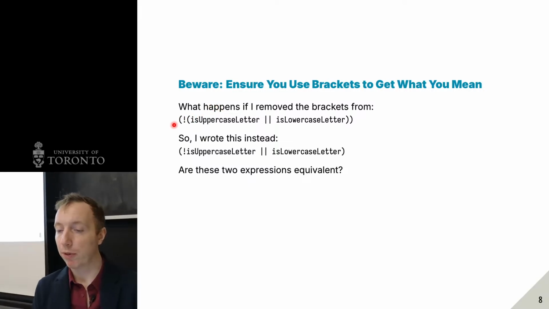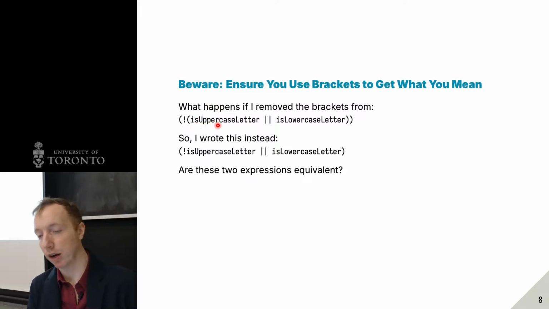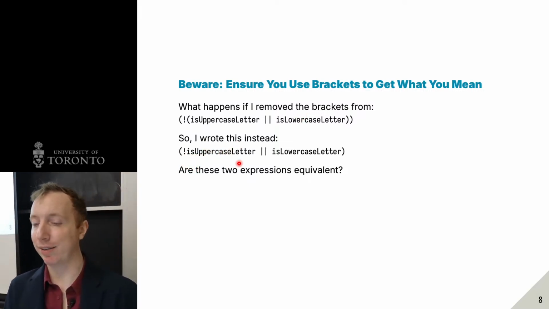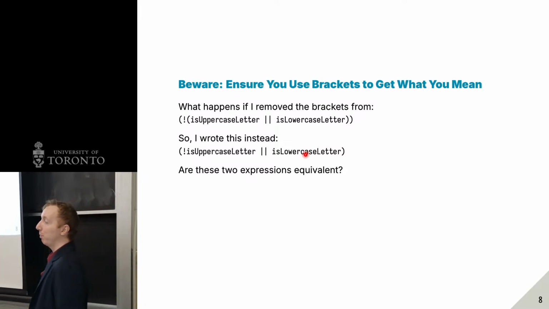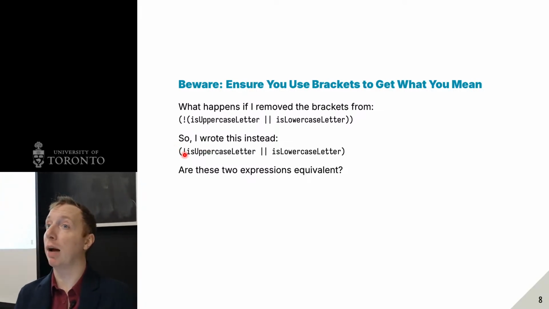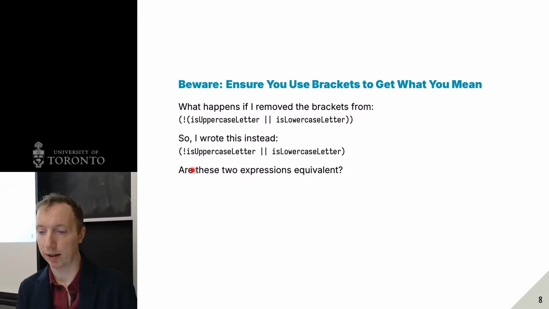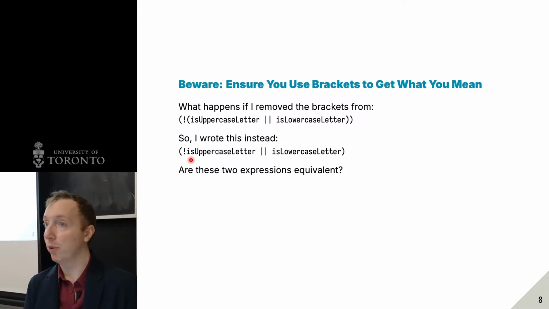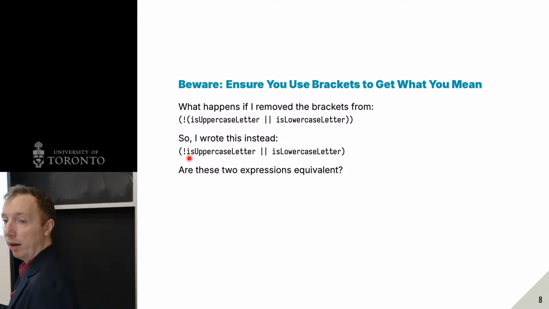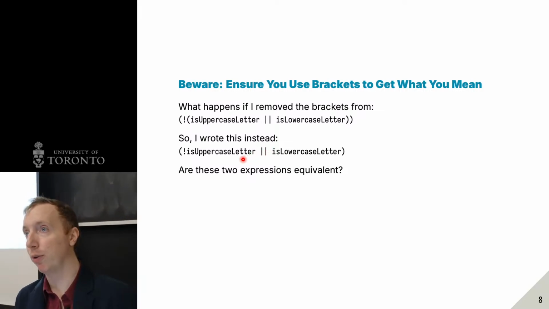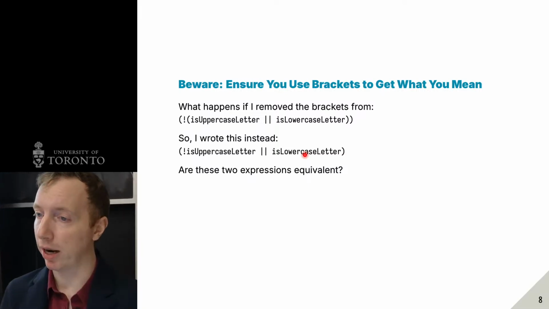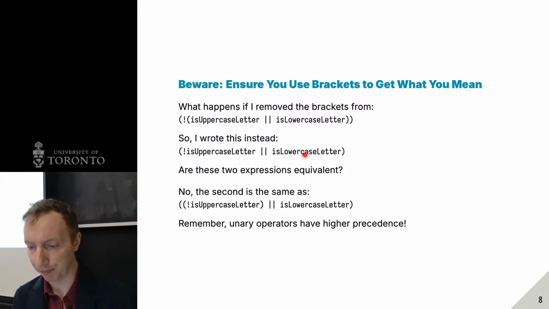So if I just remove the brackets from not (is uppercase letter or lowercase letter), and instead I just write not uppercase letter or lowercase letter, these two expressions are not equivalent, right? Because the unary operator always happens first if there's no brackets. So what that will do is be true if it is not an uppercase character, or it's a lowercase character, which is probably not what I mean and will get me into all sorts of trouble.